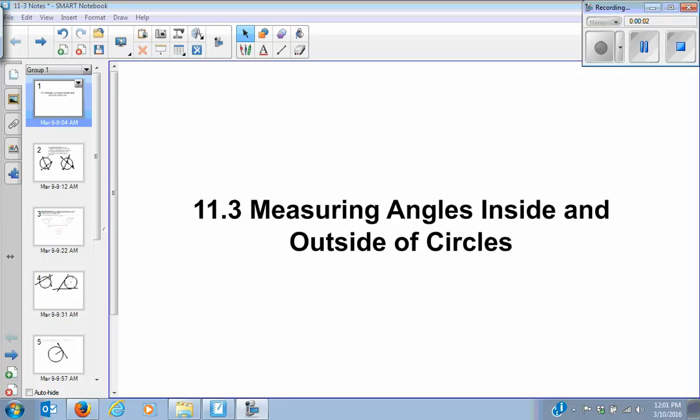So we are continuing on with chapter 11, 11.3. We're measuring angles inside and outside the circle. These angles do not have to happen at the center like central angles did. They do not have to happen on the circle like inscribed angles did. These are going to be angles kind of anywhere, as you'll see in this next slide.